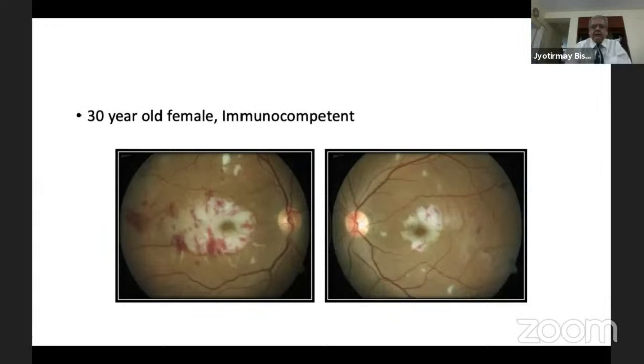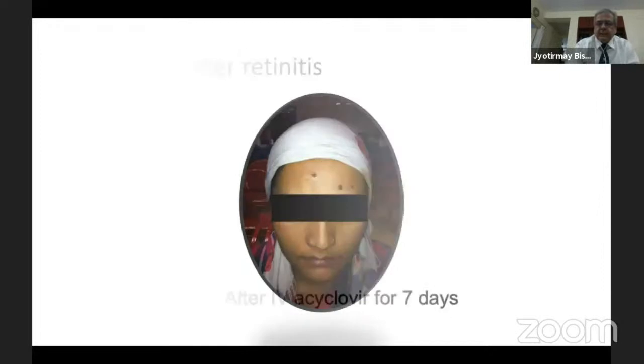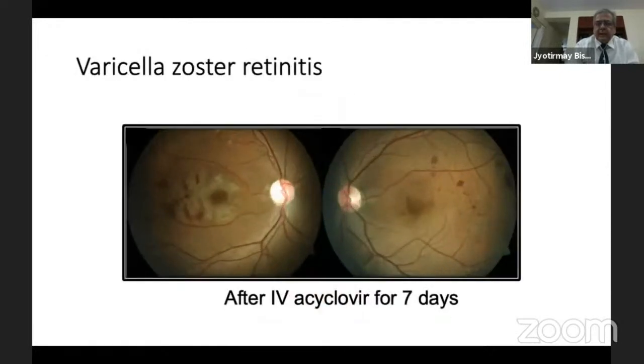This is a patient of retinitis with hemorrhage. This patient was a little diagnostic dilemma because it came without any history of fever. But when we looked at the patient as a whole, we found vesicles over the forehead. Based on that, without doing any PCR, we treated the patient with intravenous acyclovir injection, and you can see there is a significant resolution of lesions. And this is a varicella zoster virus retinitis.